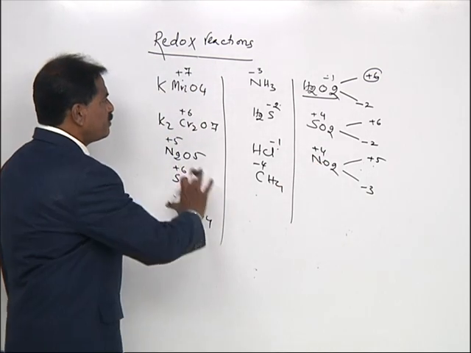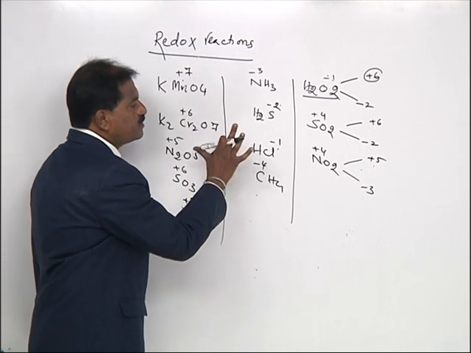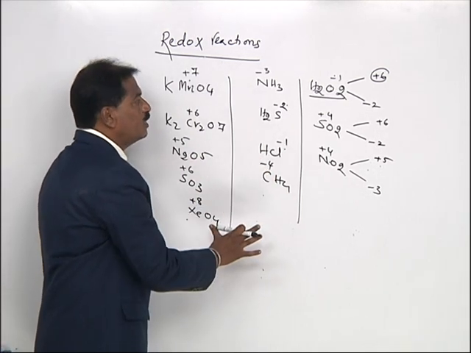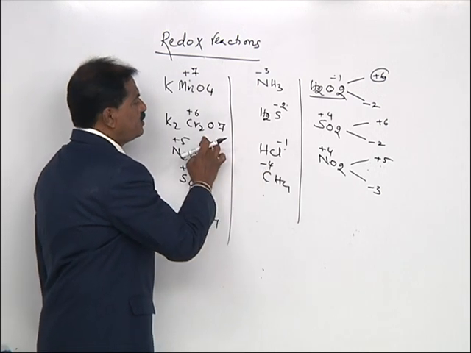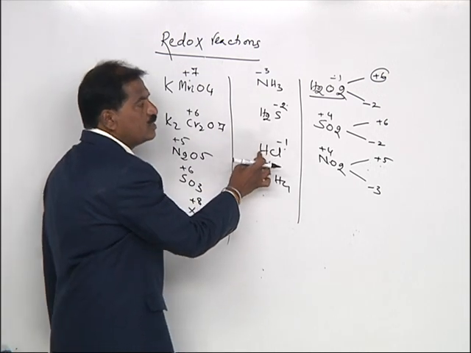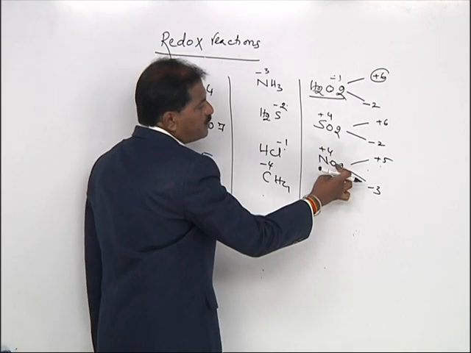So therefore, just by observing the oxidation state of the central atom in any molecule, very easily we can identify which can act as the oxidizing agent, which can act as the reducing agent, which can act as both oxidizing and reducing agent.